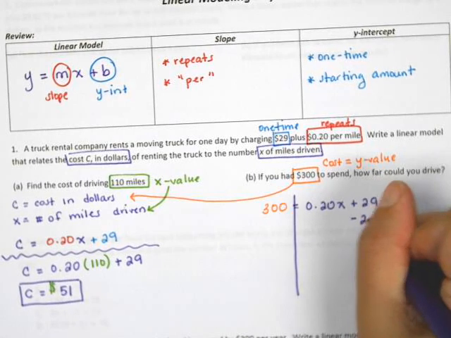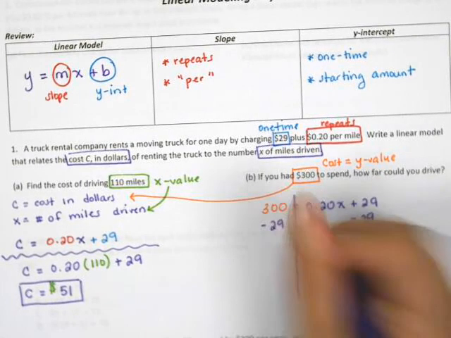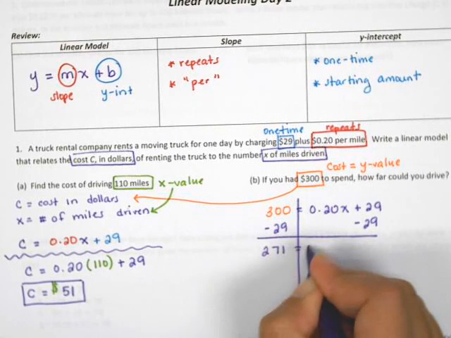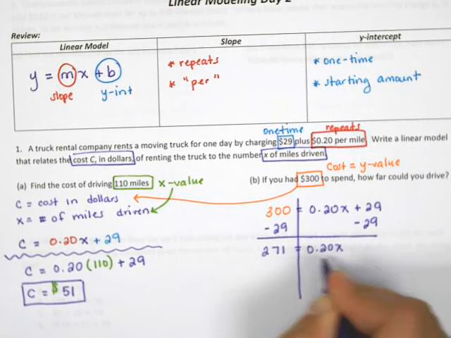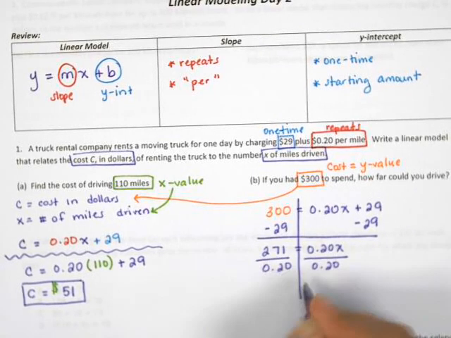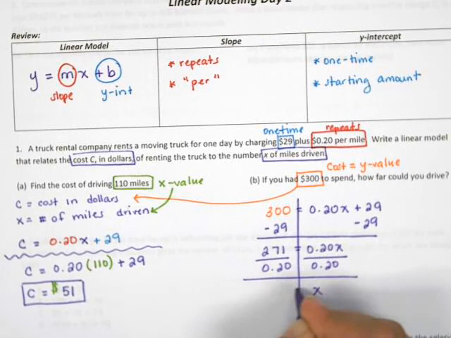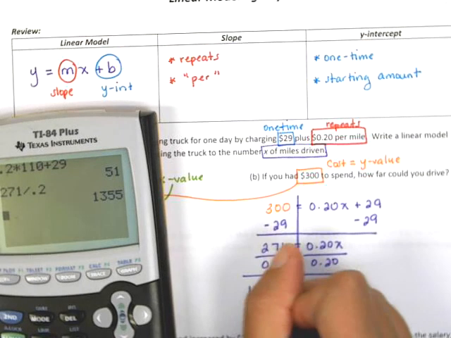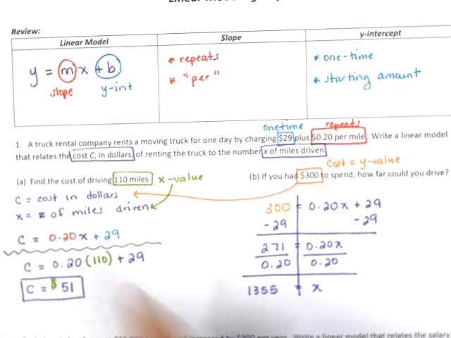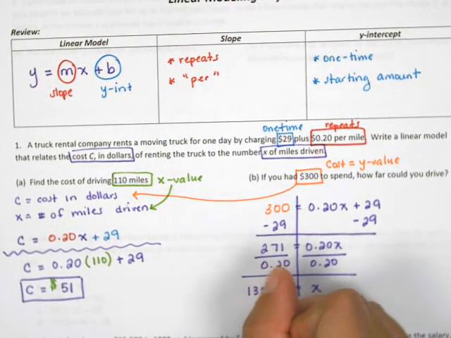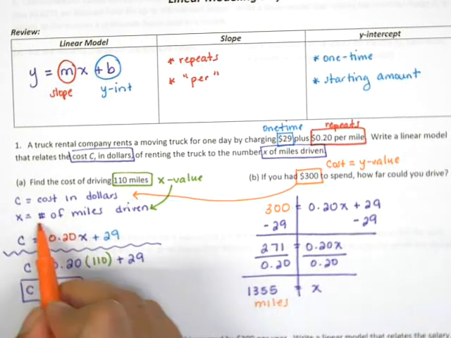And then in order to figure out X, I'm going to have to solve this like an equation. So minus the 29 on both sides, which means I would get 271 equals 0.20X. And then I would divide by 0.20. And again, this is where a calculator is going to come in handy. And I get 1355. Now, X represented the number of miles. So I would write the word miles here because X was the number of miles.